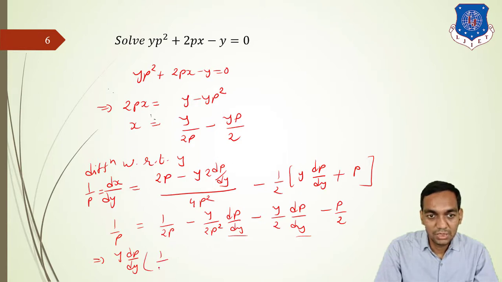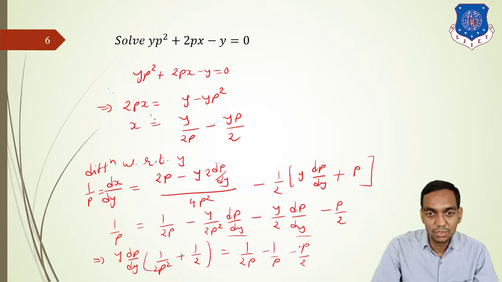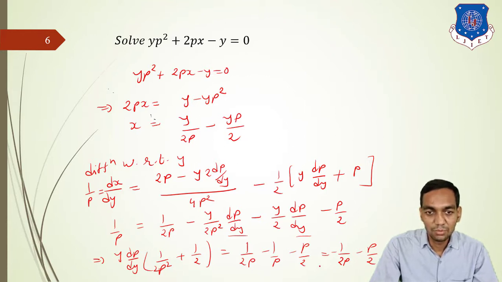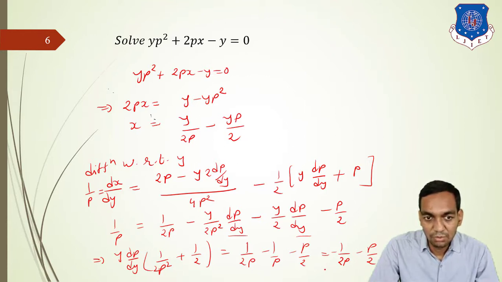will have 1 upon 2p square plus 1 upon 2. So we can common out 1 upon 2 also, is equal to 1 upon 2p minus 1 upon p minus p by 2. That will be a minus 1 upon 2p minus p by 2. So taking LCM 2p, and that will give you minus common out, so 1 upon 2p plus p by 2.